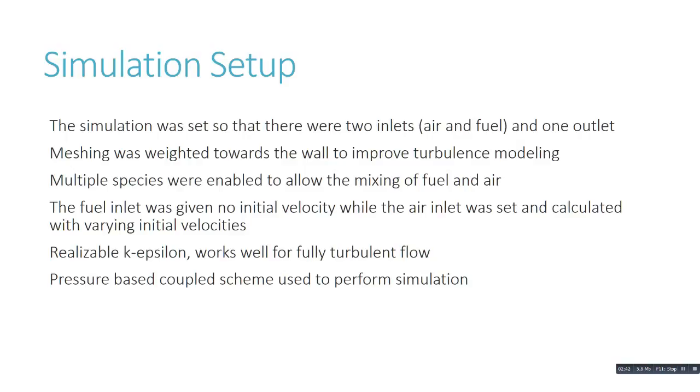Simulation setup. The simulation was set so that there were two inlets, one for air, one for fuel, and one outlet. Meshing was weighted towards all walls to improve turbulence modeling. Use of multiple species was enabled, with propane and air as the two selected species. The fuel was given no initial velocity, while the air inlet was given an initial velocity. The simulation was run multiple times with different initial air velocities. The realizable k-epsilon model is used as it works well with fully turbulent flow. A coupled pressure-based scheme is used for simulation.